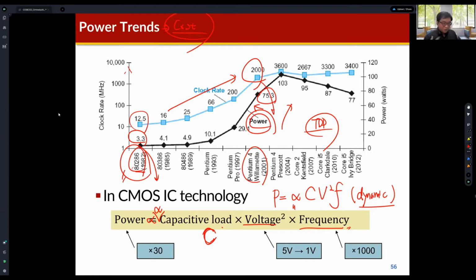Even though the CPU is not working, power is still consumed. That is called the static power. But in this course, we just focus on the dynamic power, okay? So this is the equation of the dynamic power. If this value is high, then the cost is high, and that is bad. So we need to reduce the cost of the computer system. Then how can we reduce the cost?